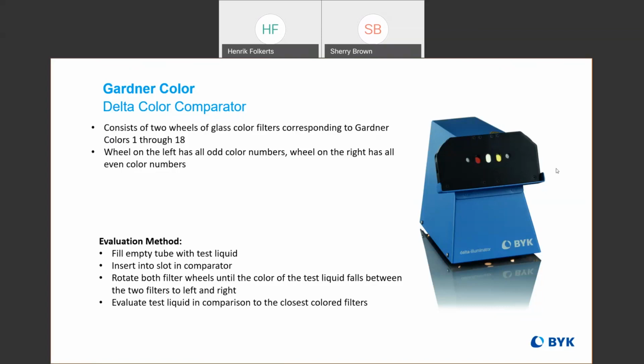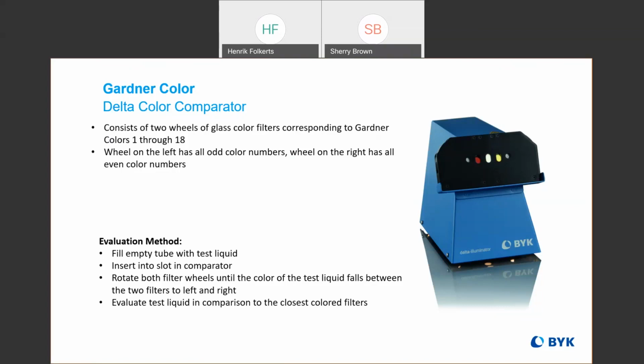And so you can see the apparatus here. There's a wheel on the left and a wheel on the right, and the wheel on the left has all of the odd numbered Gardner colors. So it has a glass filter corresponding to Gardner color 1, 3, 5, 7, all the way up to 17. And then on the right are the even colored Gardner numbers, 2, 4, 6, all the way up to 18.